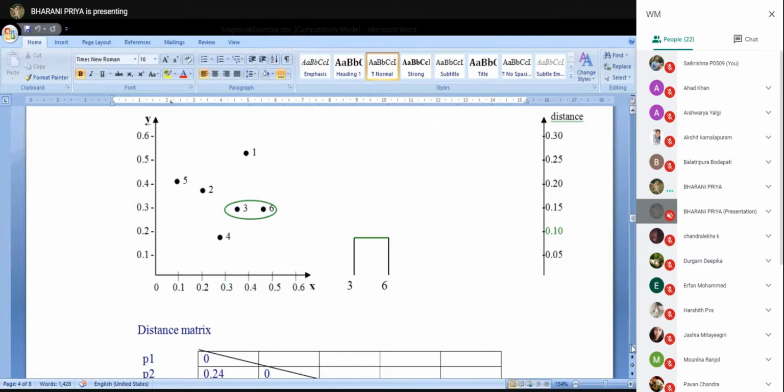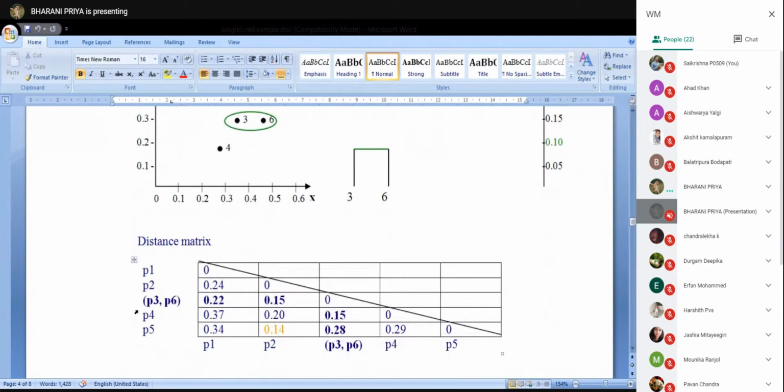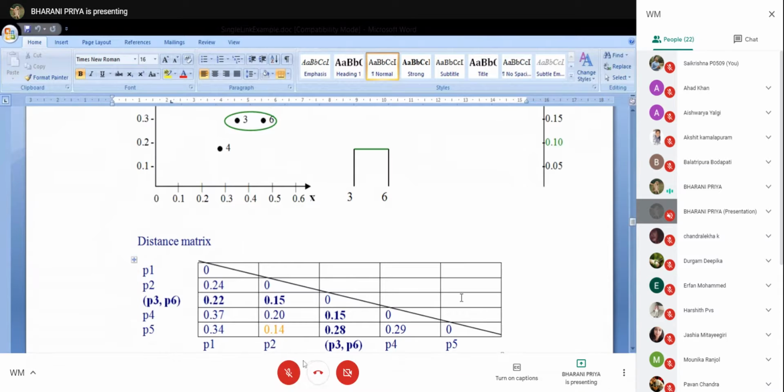In the table, for the next case, group P3 and P6, and you can remove one of the examples or one of the distances because you have grouped P3 and P6. In the next iteration, P6 is removed. So the next least value is 0.14. The process continues like this.